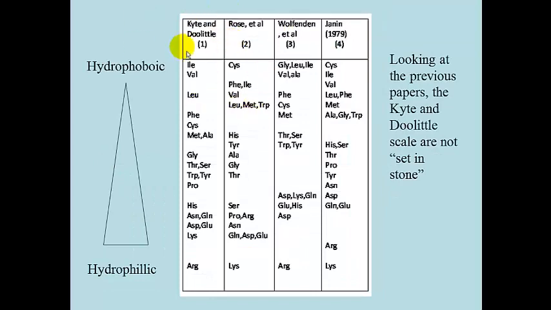Kyte and Doolittle determined, based on their experiments, that isoleucine and valine were the most hydrophobic, while arginine was the most hydrophilic. Other investigators came up with different scales. It depends on the parameters by which they determined what was most hydrophobic versus most hydrophilic. The scales are not definitive. Wolfenden et al. and Janin, in the late 70s, came up with their own versions of hydrophobicity and hydrophilicity, based on their experimental models and systems. So again, not set in stone.